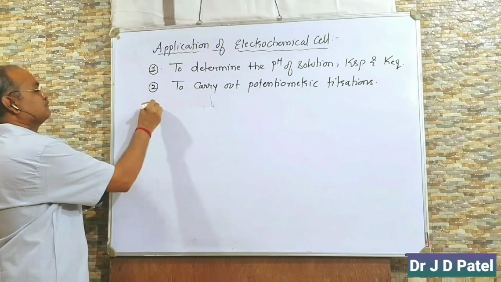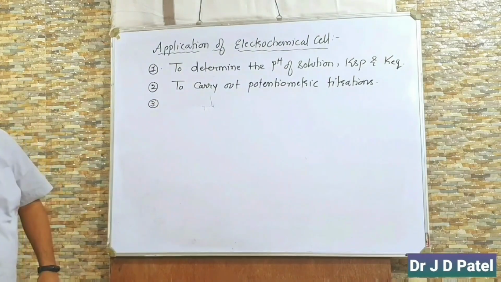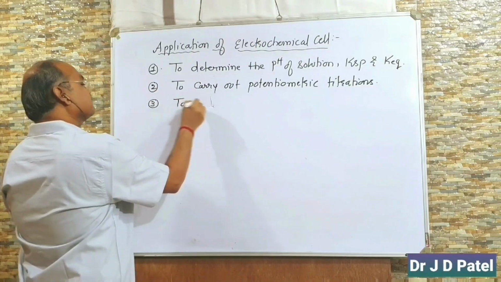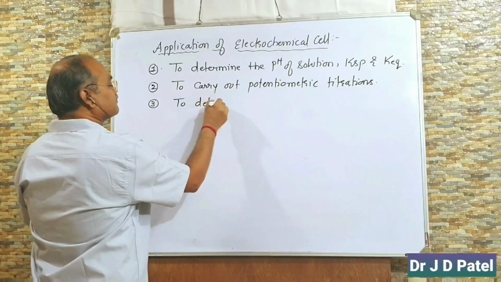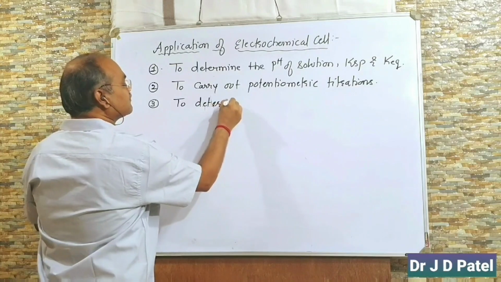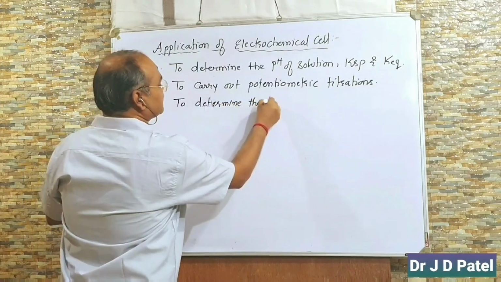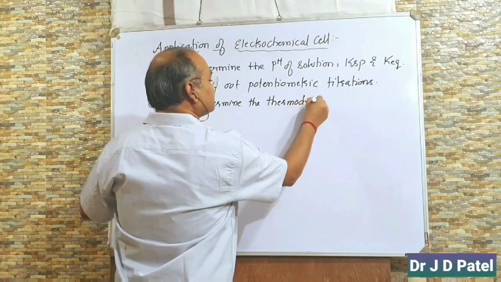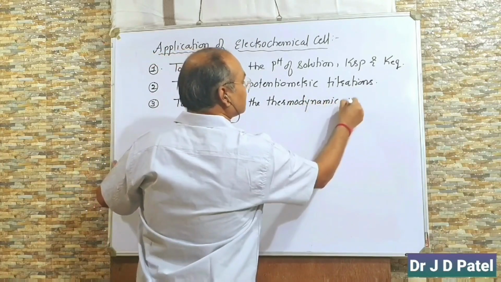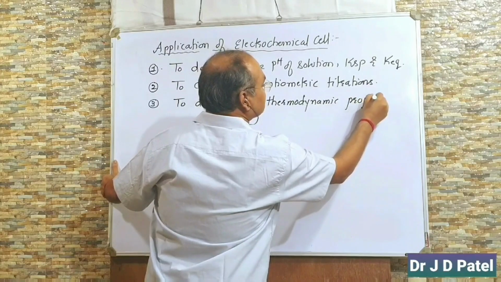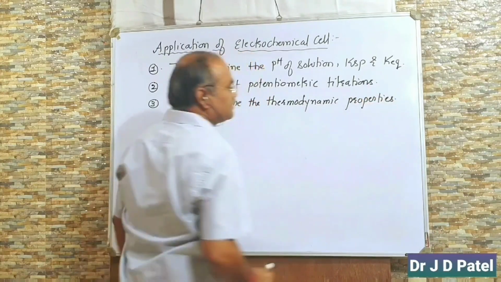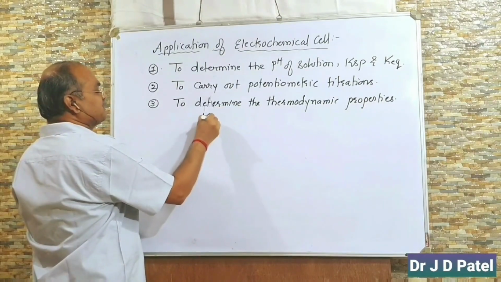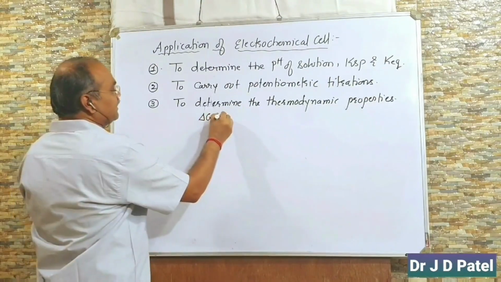And third is to determine the thermodynamic properties. I can give you one example. One of the thermodynamic properties is delta G, right? And you know delta G is equal to minus nFE0.